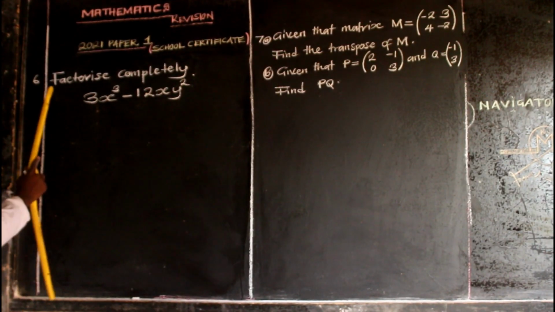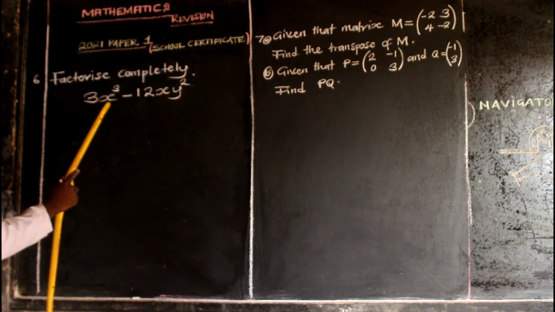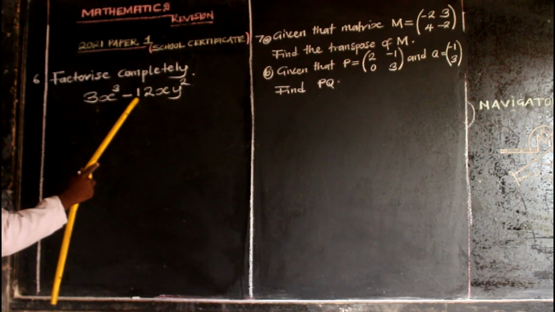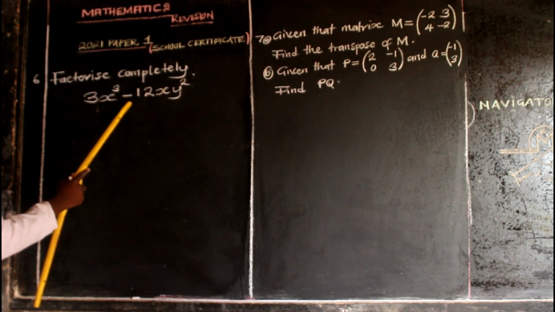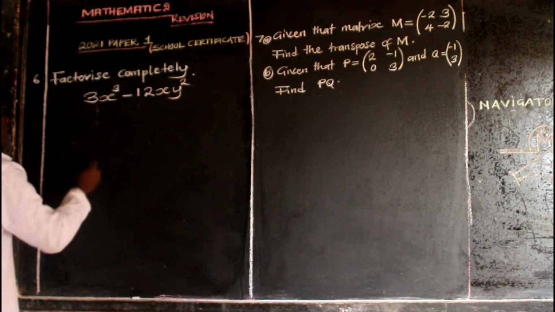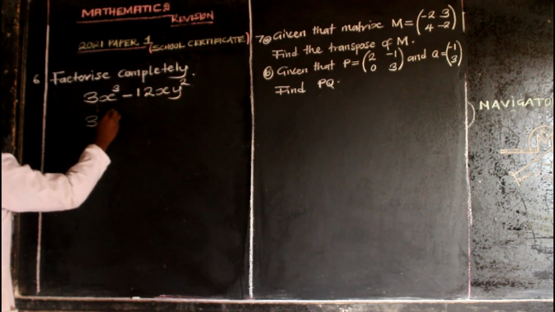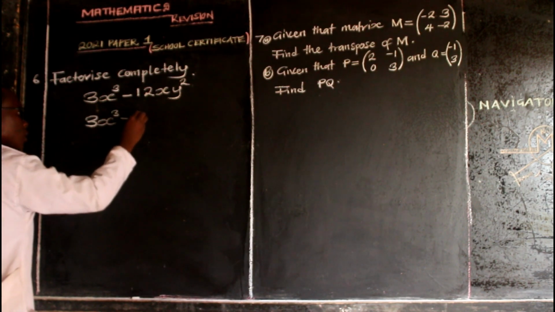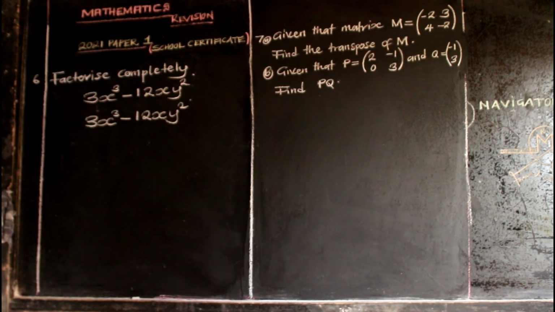It's saying factorize completely 3x cubed minus 12xy squared. Okay, so we have been given this expression, which is 3x cubed minus 12xy squared. Then I've been told to factorize. So how do you factorize such type of expression?